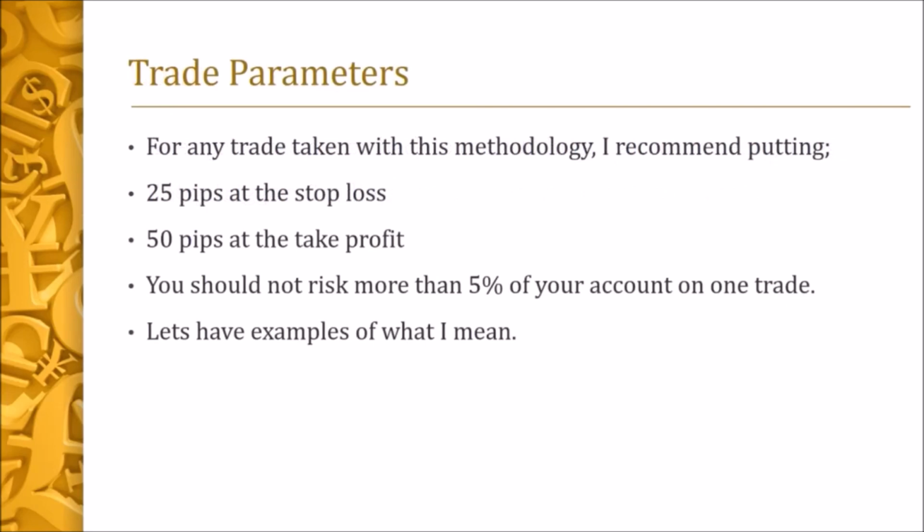So these are the trade parameters. For any trade taken with this methodology, I recommend putting 25 pips at the stop loss side and 50 pips at the take profit side. You should also not risk more than 5% of your account on one trade. I actually made a video on risk management. You can go and check it out so that it would be easier for you to calculate your risk and so forth. So let's have examples of what I am saying.